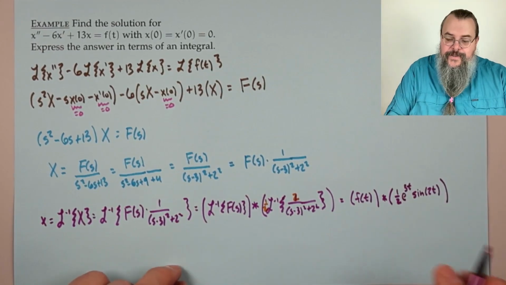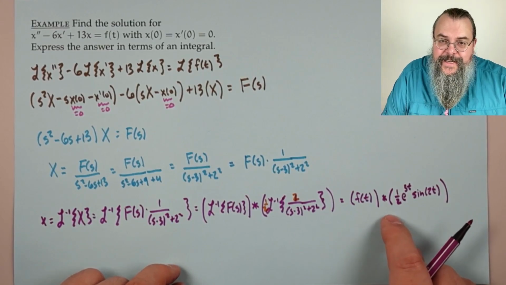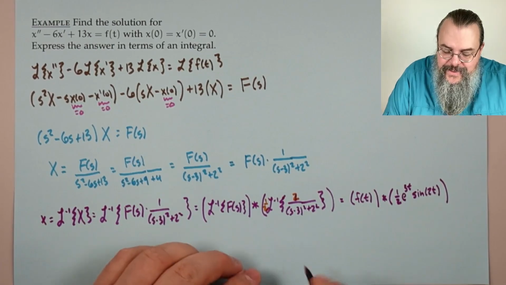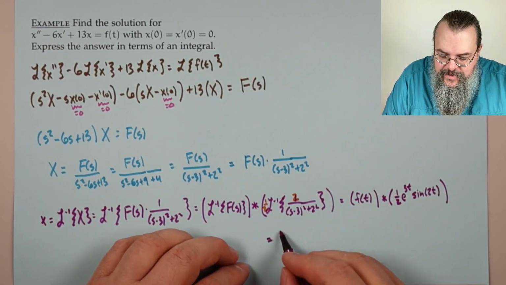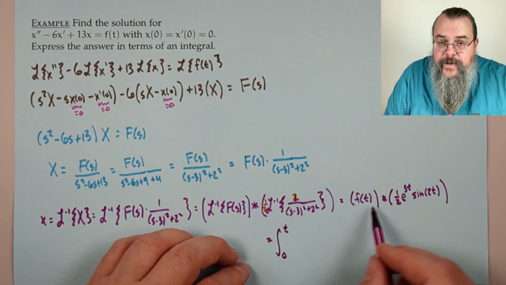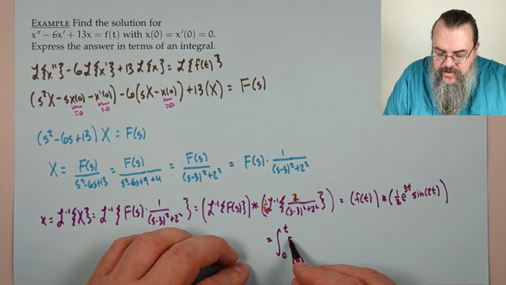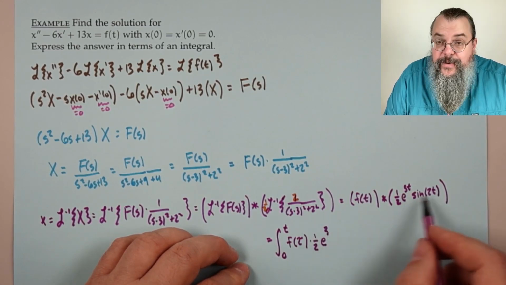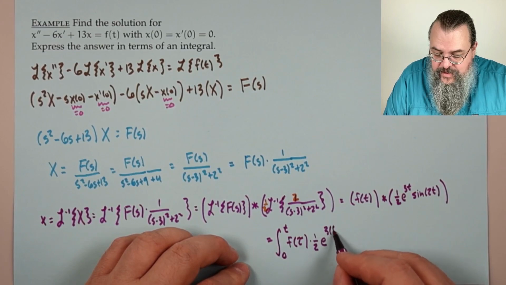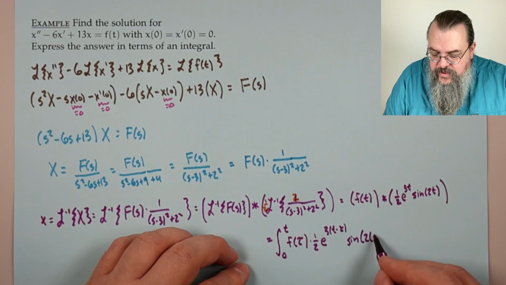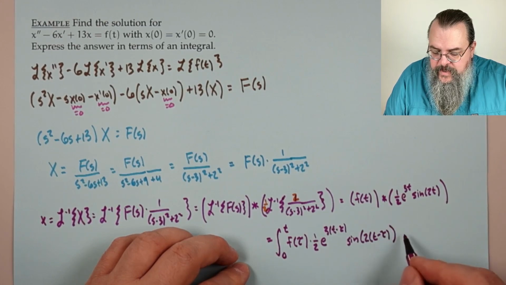And there's a shift. So it'll be e to the 3t. All right, now notice this is not yet an integral, but we know it's a convolution, and so it becomes an integral. So this becomes our integral 0 to t of the first function with respect to tau. So I'll say f of tau, and then 1/2 e to the 3 times t minus tau, sine of 2 times t minus tau, d tau.